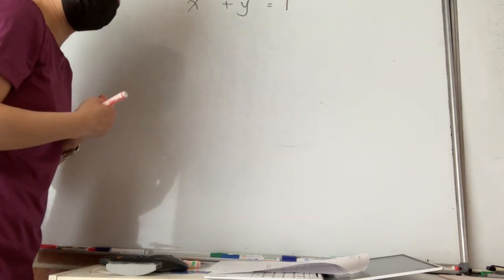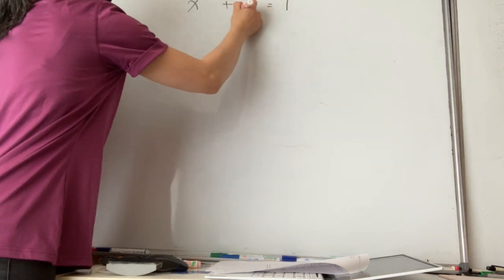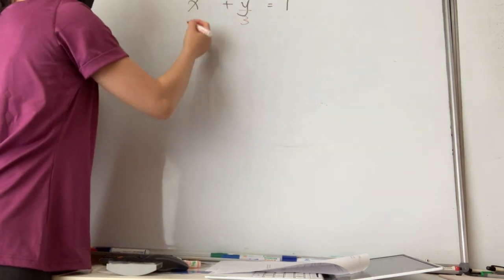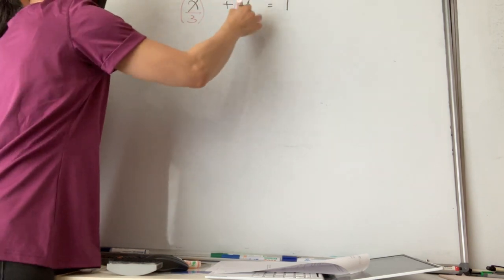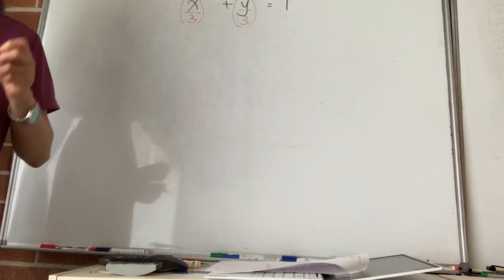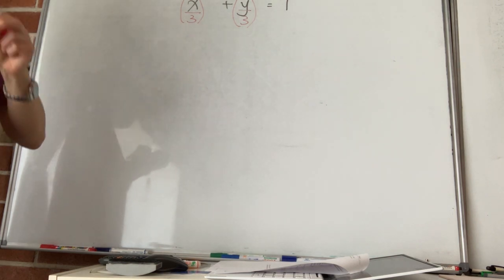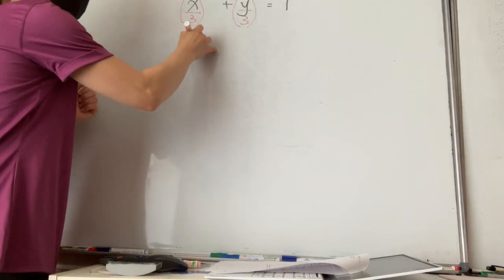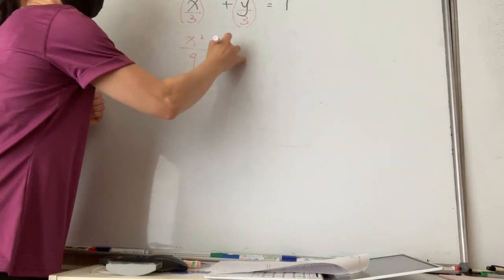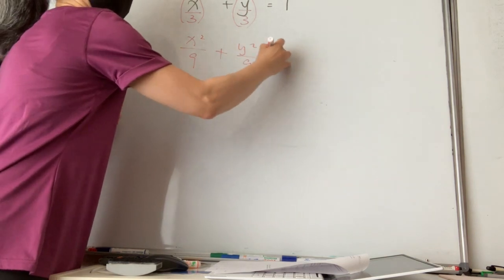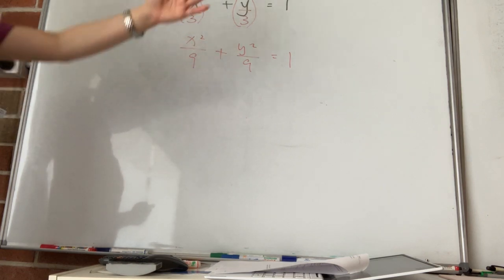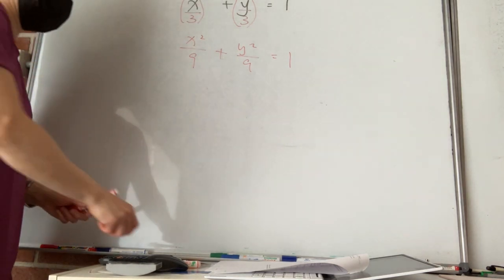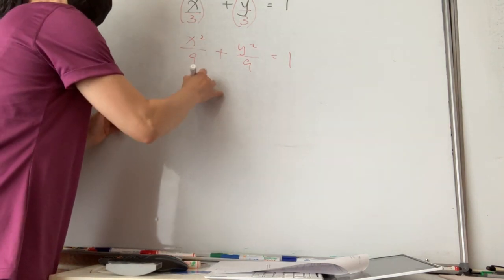Okay, you have dilated vertically by 3, so I put it here. Horizontal by 3, so I put it there. So that means this thing, isn't it? Because the square is outside, I just put it under the x, under the y. So if you expand it, and then of course you can times it by 9, and you can see what your equation looks like, isn't it?